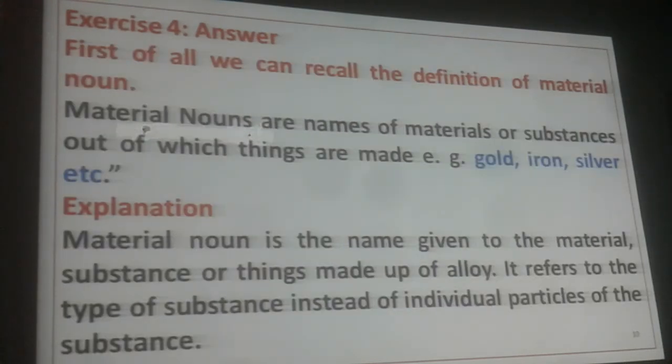Now the answer. First of all, we can recall the definition of material noun as I have already said. Material nouns are names of materials or substances out of which things are made. For example, gold, iron, silver. Now there is explanation. Material noun is the name given to the material, substance or things made up of an alloy. Alloy means combination of various things. It refers to the type of substance instead of individual particles of the substance. So we type of substance, for example, gold, iron, these are actually substances.